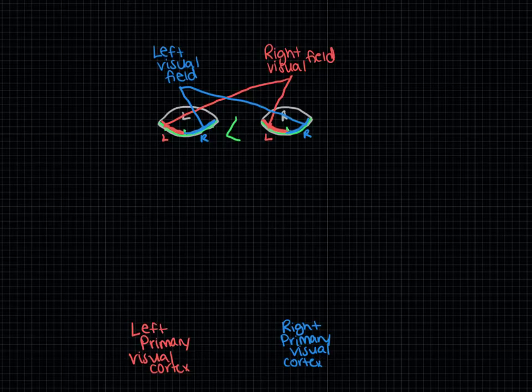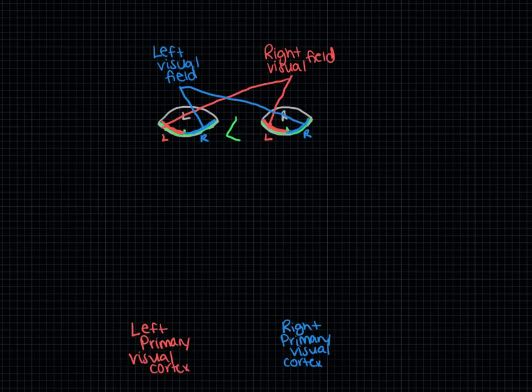Additionally, you can look at the left visual field when it crosses over to the right eye's temporal retinal field. It's going to already be on the right side of the brain to go back to the right primary visual cortex. However, the left visual field that goes into the left eye on the nasal side is going to have to cross over through the optic chiasm to end up in the right primary visual cortex. So we can go ahead and draw that.